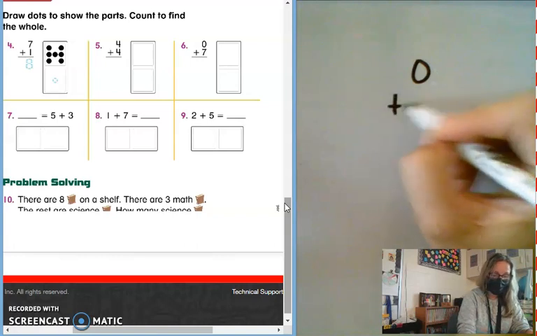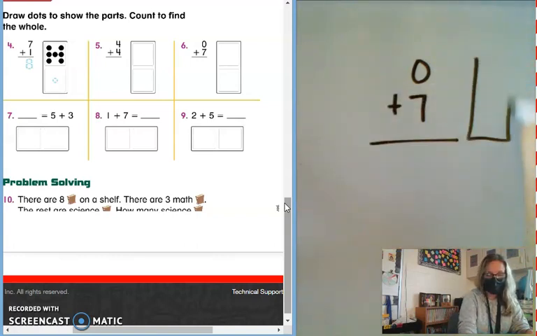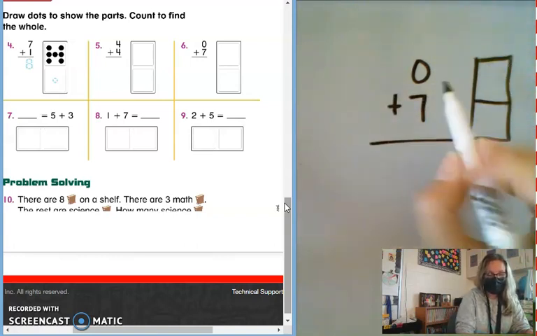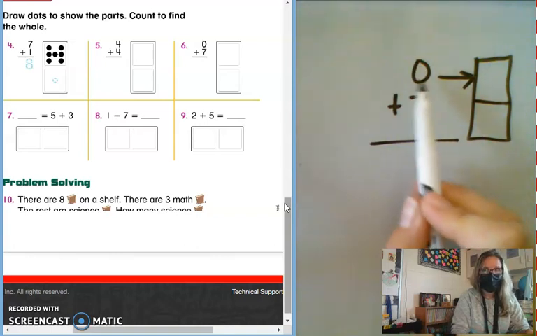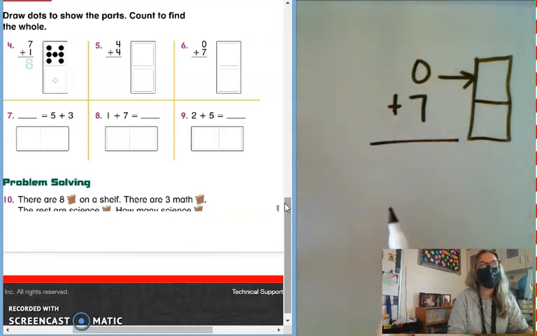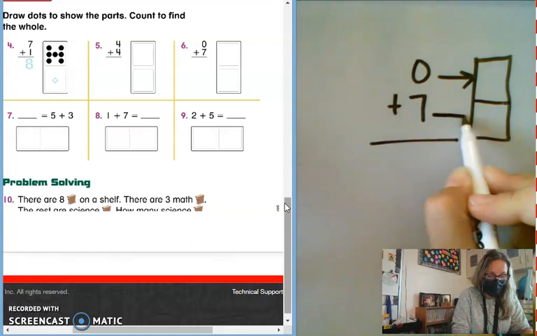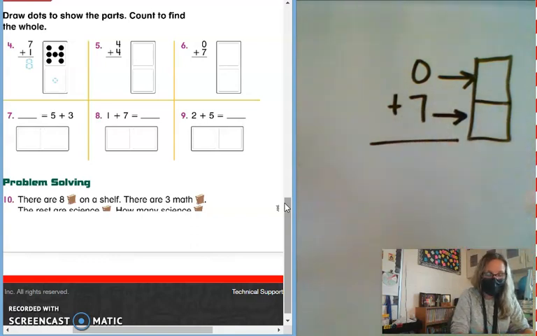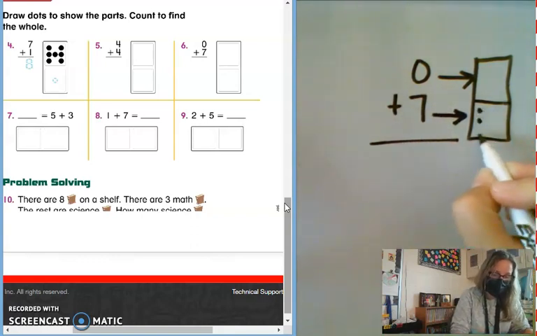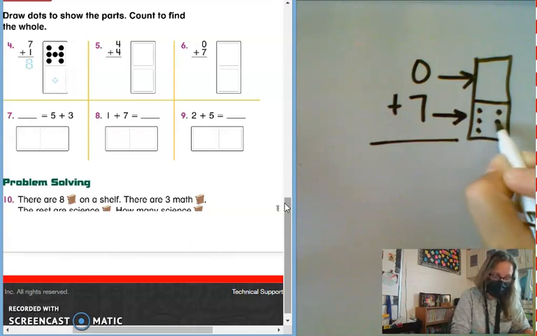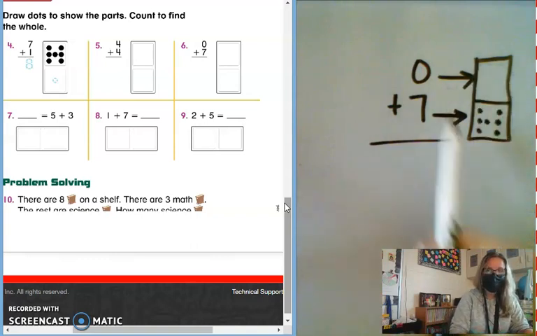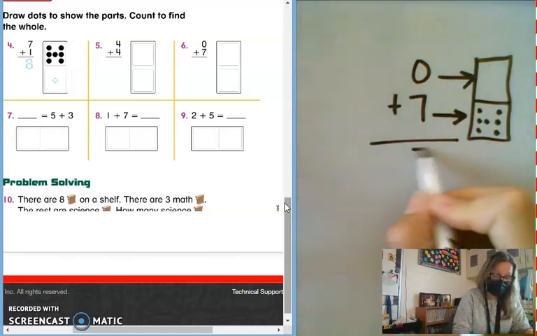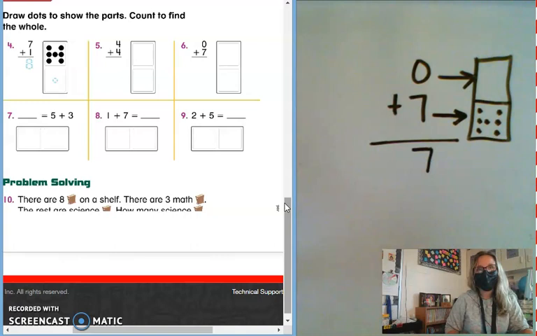0 plus 7. So here's your domino. Everybody see their domino? How many dots are we going to draw in the top part? 7. How many in the top part? 0. 0. Everybody say 0. How many in the bottom part? 7. 1, 2, 3, 4, 5, 6, 7. So Lily, how many are there all together? 7. Excellent.